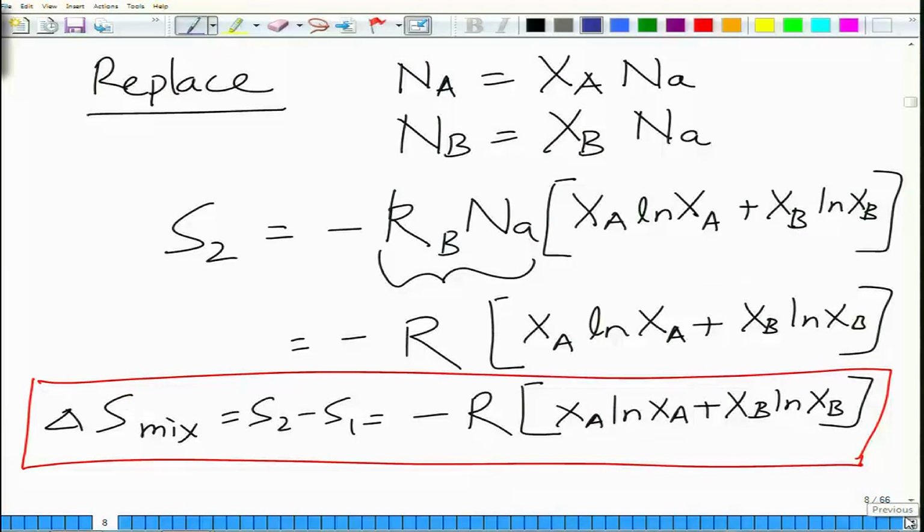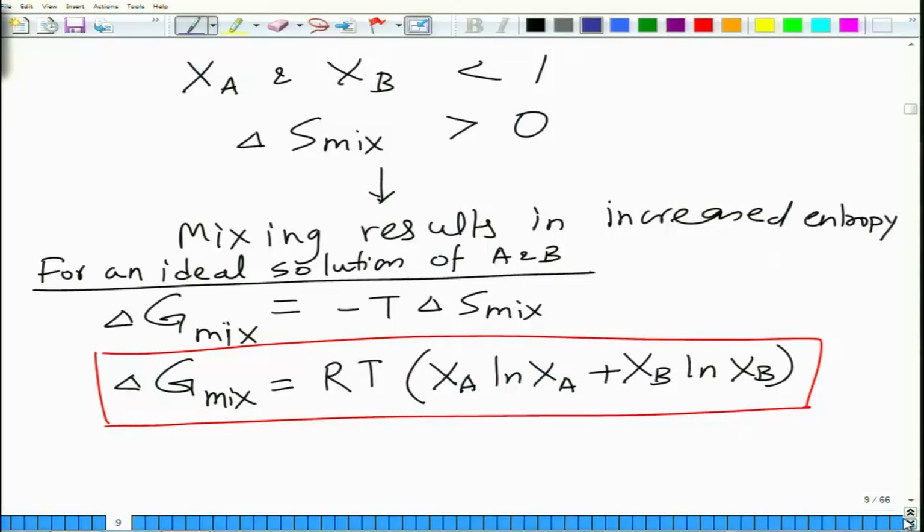So, W2 can be further modified using Stirling's approximation, and what we get is the entropy. If you analyze it, we get S2 as minus R times Xa ln Xa plus Xb ln Xb, and as a result the delta S of mixing will be S2 minus S1, which is minus R times Xa ln Xa plus Xb ln Xb. Since Xa and Xb are smaller than 1, the entropy change is always positive. So, when you are going from pure A and pure B to the AB state, the entropy change is positive. Mixing results in an increased entropy.